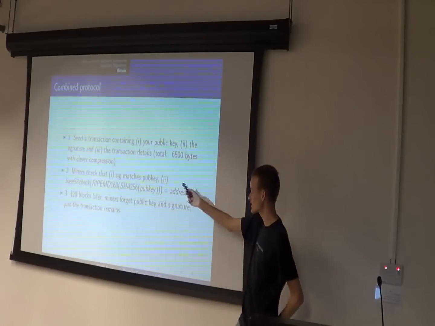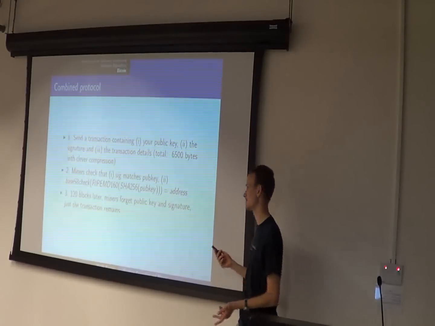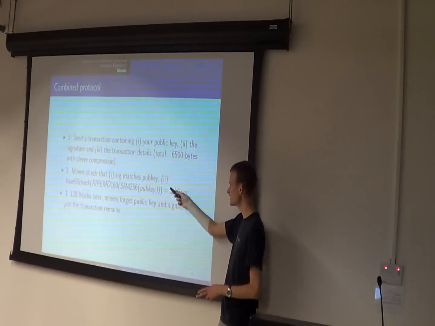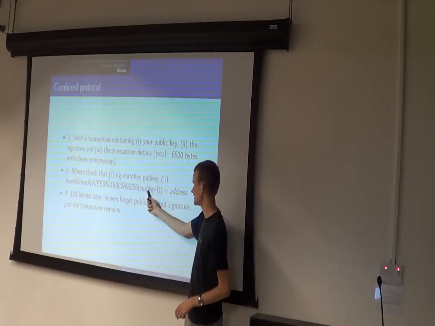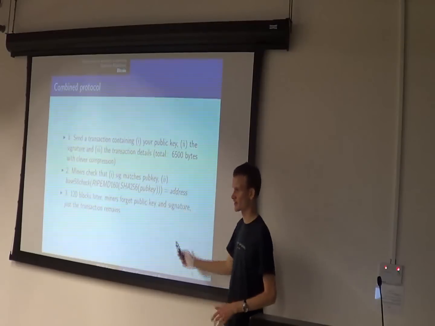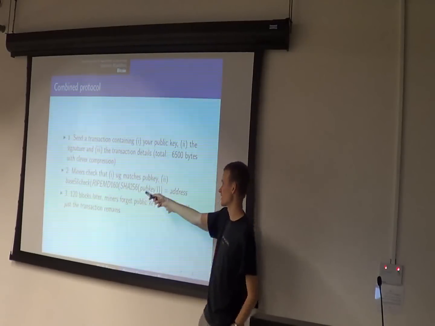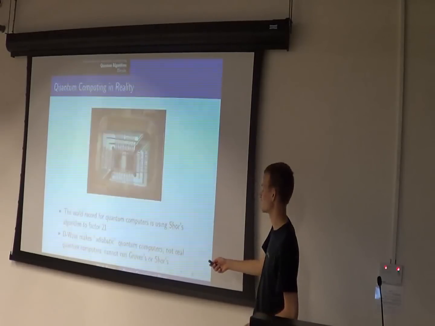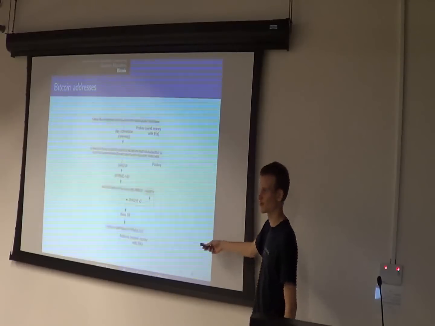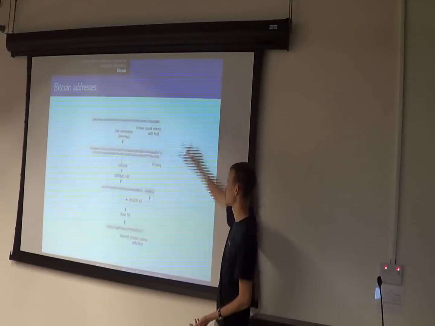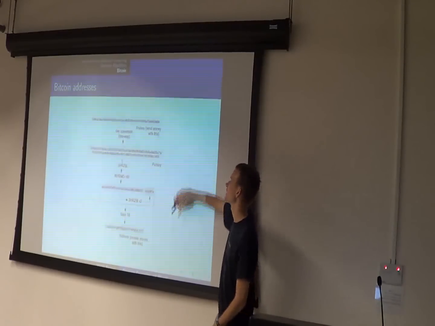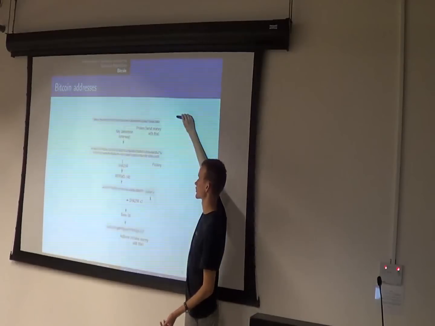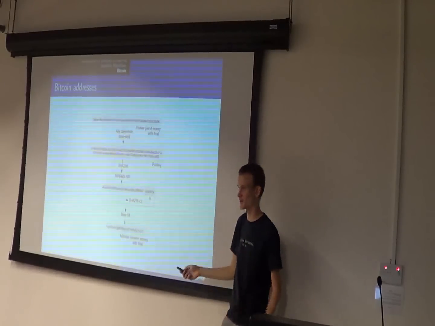And then miners do the same thing that they do now. They check that the signature matches the public key, and they check that the public key turns into the right address. So base58check of RIPEMD160 of SHA256, that's just what I showed you way back here. So with Lamport signatures, the derivation will be the exact same, except that you would have 6.4 kilobytes here and 6.4 kilobytes here.